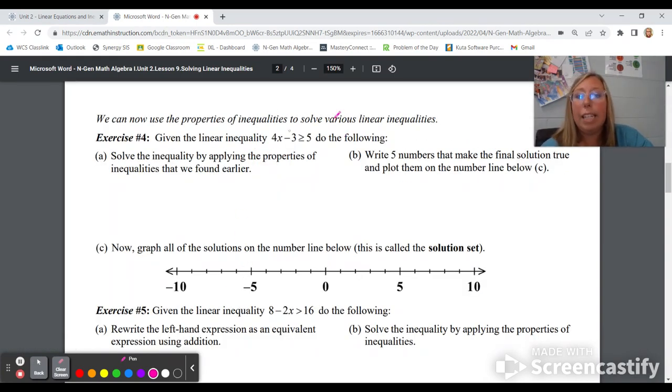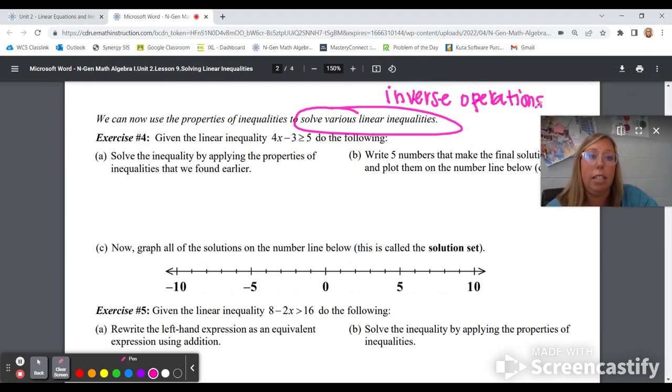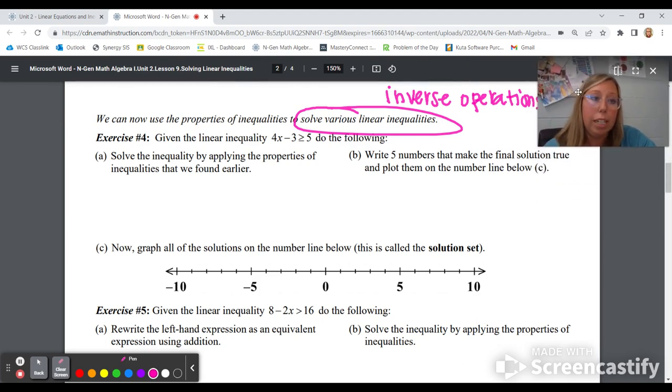All right, in this example, they want us to actually start solving the linear inequalities. So you're going to solve the linear inequality using inverse operations, just like we were doing when we solved equations earlier in Unit 2. Inverse operations is talking about the opposite of whatever operation you see in the problem.